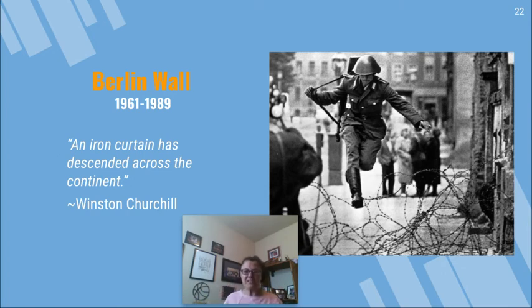Once the Berlin Wall was built, it was a lot harder to try and escape the eastern side of Berlin. The barbed wire wall would stay in place since 1949. And then in 1961, they would build an actual concrete wall, and that wall would stay up until 1989, when the end of the Cold War happens.